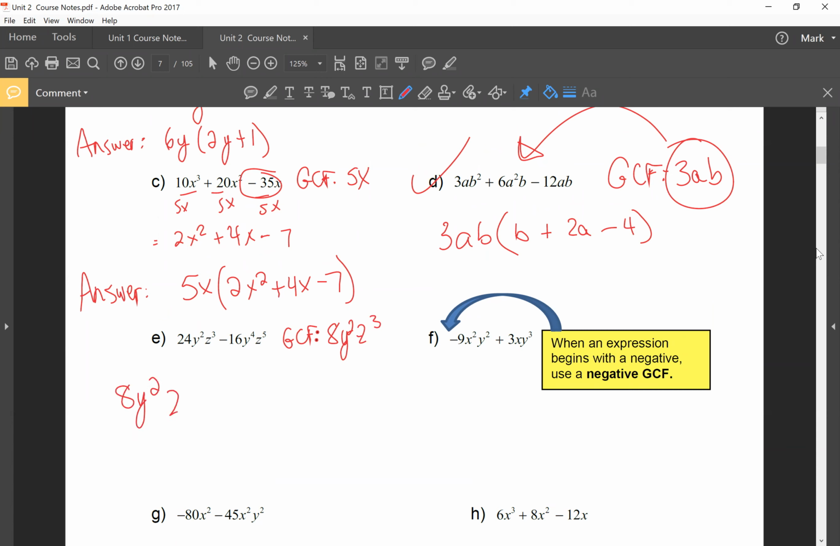So 8y squared z cubed, and what's left is 3, minus 2y squared z squared. Remember, I'm dividing 2 y's and 3 z's, or z's if you're Canadian, meaning I subtract the exponents. So when I divide or remove 2 y's, I literally take away 2 from 4. And when I remove 3 z's, I literally take away 3 from 5.